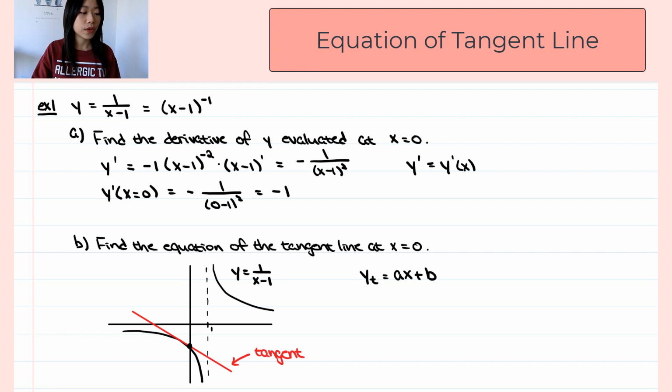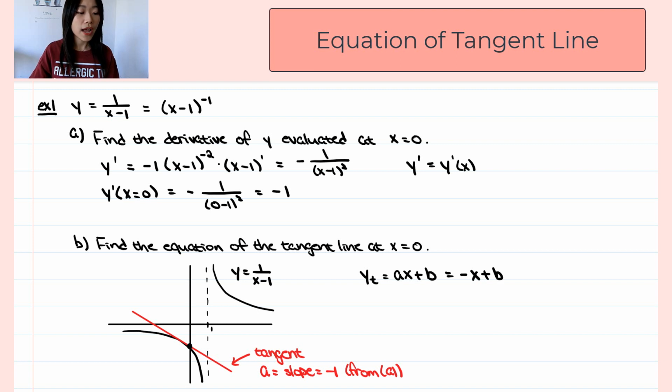Now how do we find this equation? From part A, we know that the slope of the tangent line at x equals to 0 is negative 1. The slope, which is A, is negative 1. And that is from part A. So the equation of tangent line is negative 1 times x plus the y-intercept.